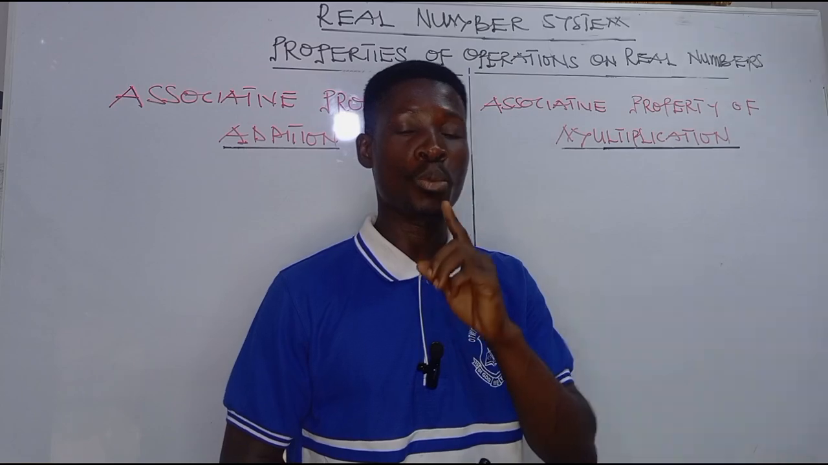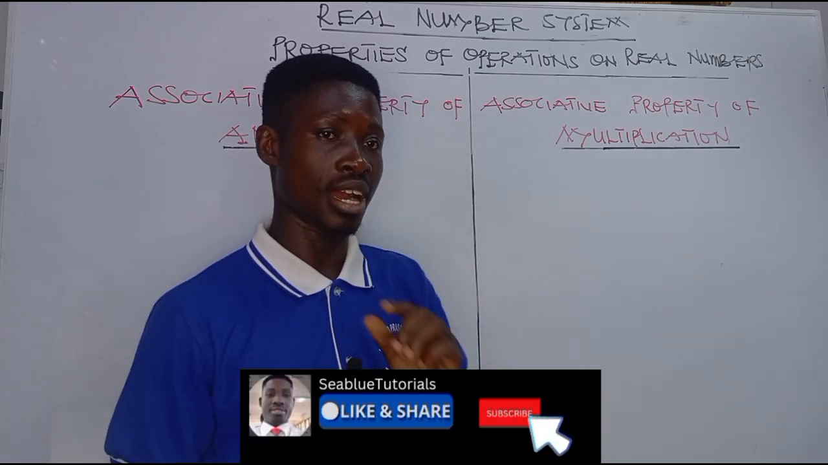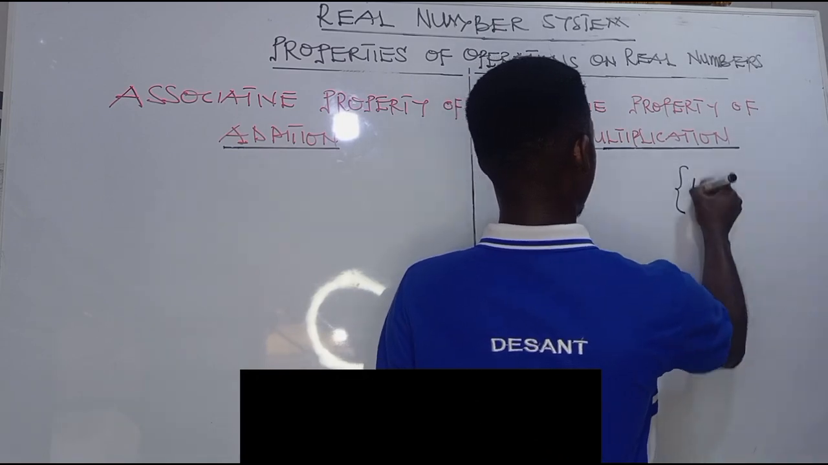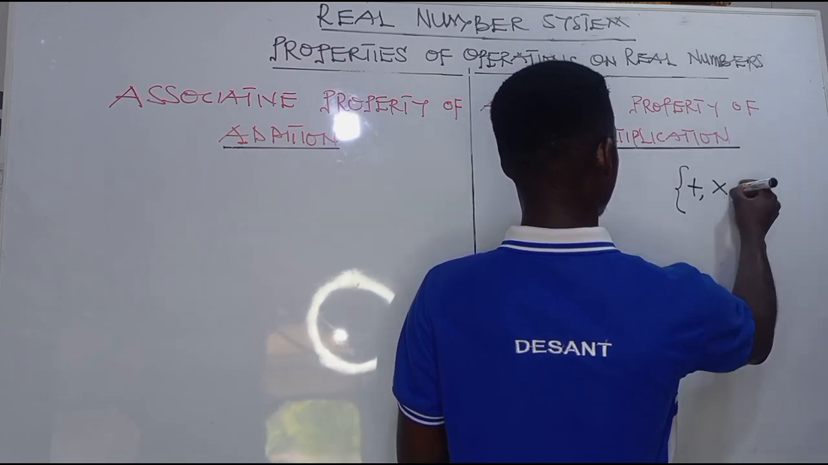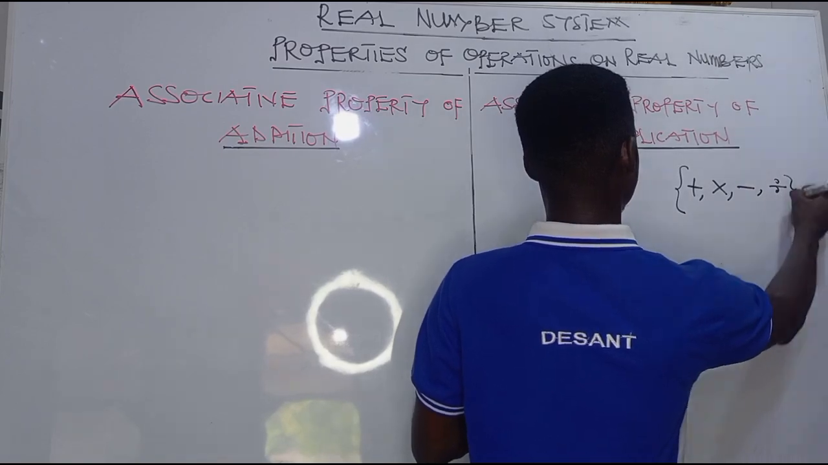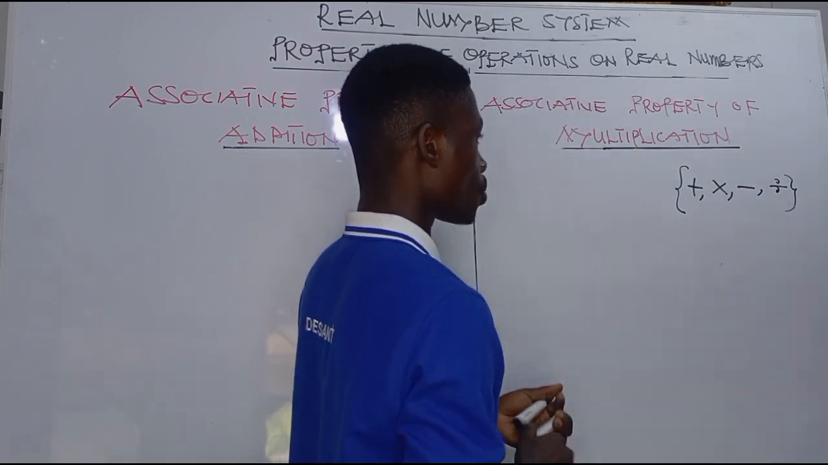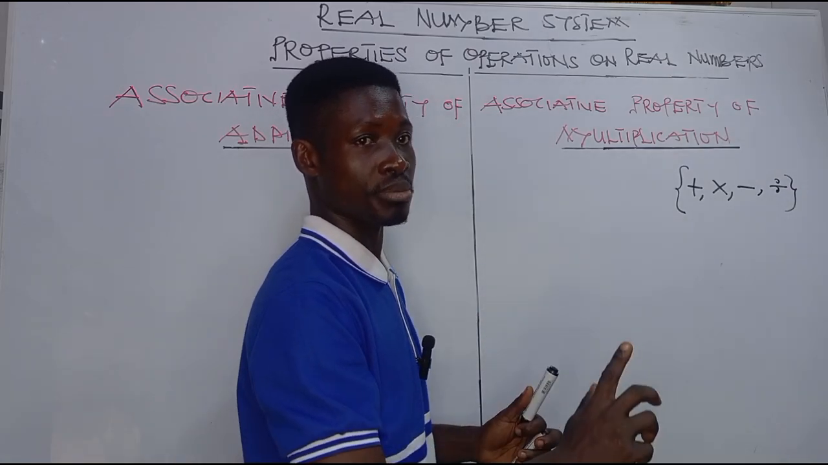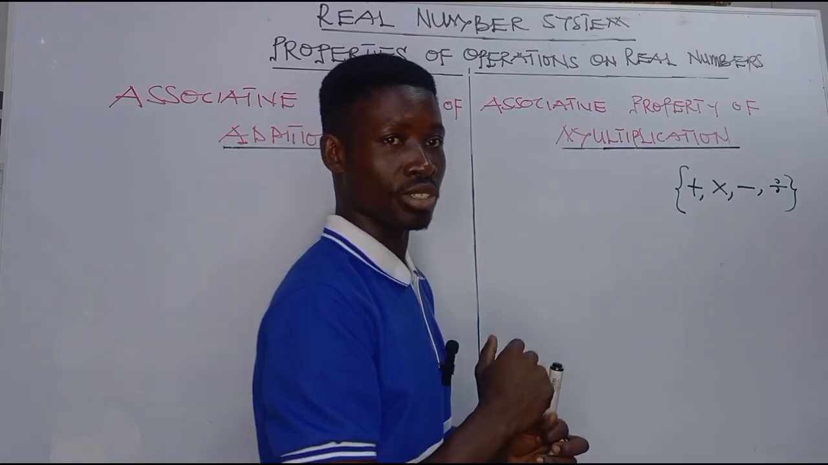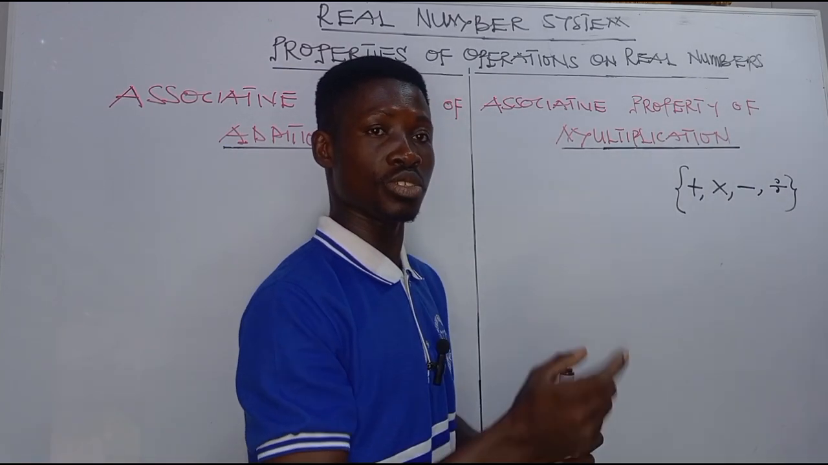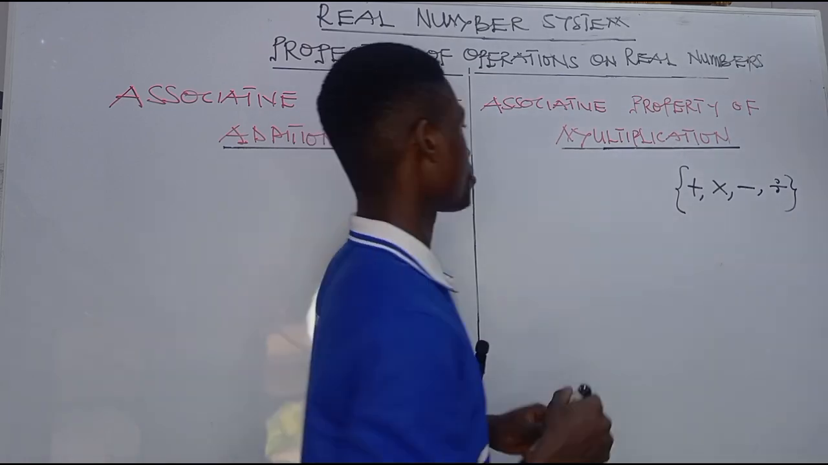But remember, the operations that we do have in mathematics are addition, multiplication, subtraction, and then division. So what we are going to do is that we are going to pick three numbers from the set of real numbers and then we apply the operations on them to see if we group them differently, whether the result is going to be the same or not.